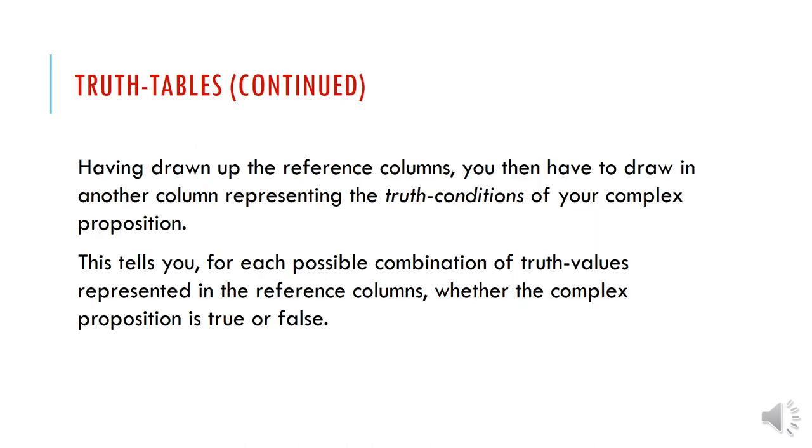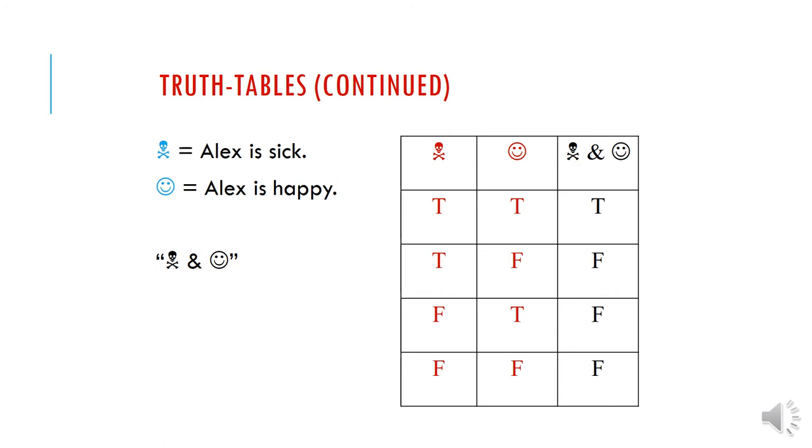Once we draw up the reference columns, we can then draw in a third column representing the truth condition of the complex proposition. So we can draw in the truth condition when a certain operator is being used. And this tells you for each possible combination of truth values represented, whether the complex proposition is true or false. So in this third column, the skull and crossbones, ampersand smiley face, this is the complex proposition of the conjunctive claim that Alex is sick and Alex is happy. So when Alex is sick and Alex is happy, look into the third column, the column in black, and notice how the truth function is true.